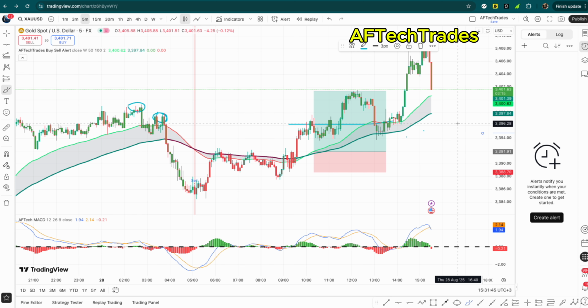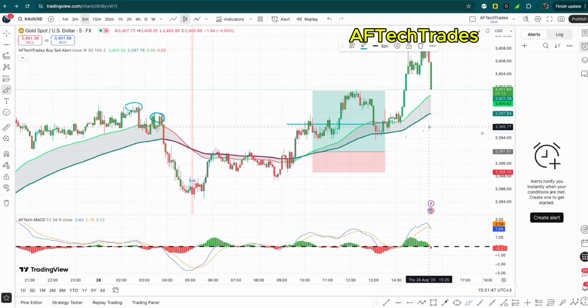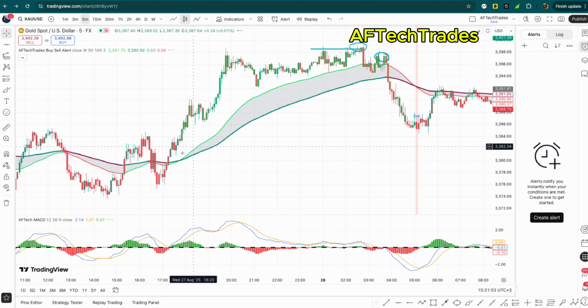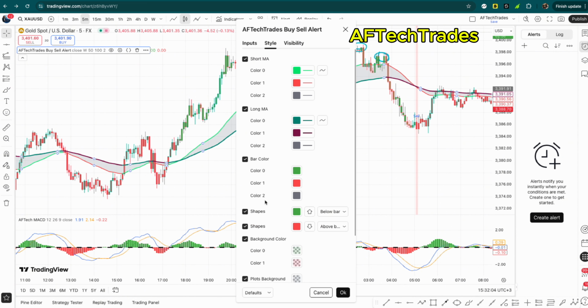I hope you get this. So now let's move forward so you can see how it really works. You can see we have a crossover here, right? Sometimes I do remove the alert. You can leave it if you want. If you want to remove the alert, you come to your settings and click on the place that says shapes. Once you click on shapes, it will remove the alerts, right?